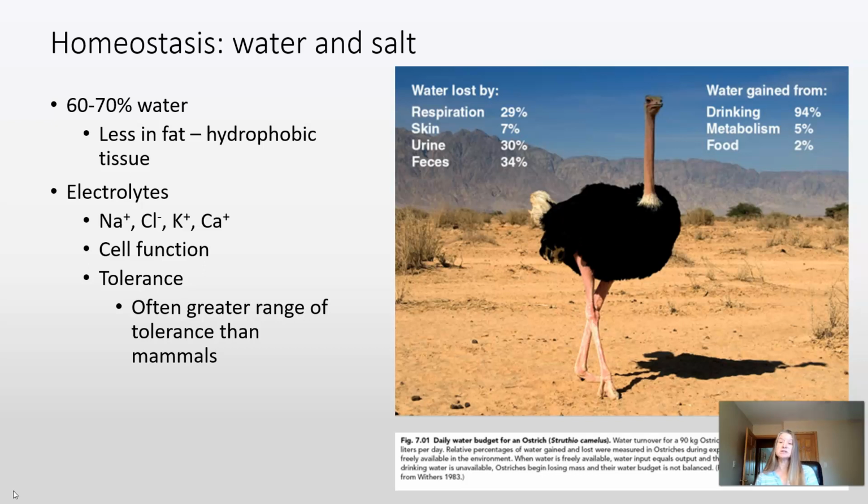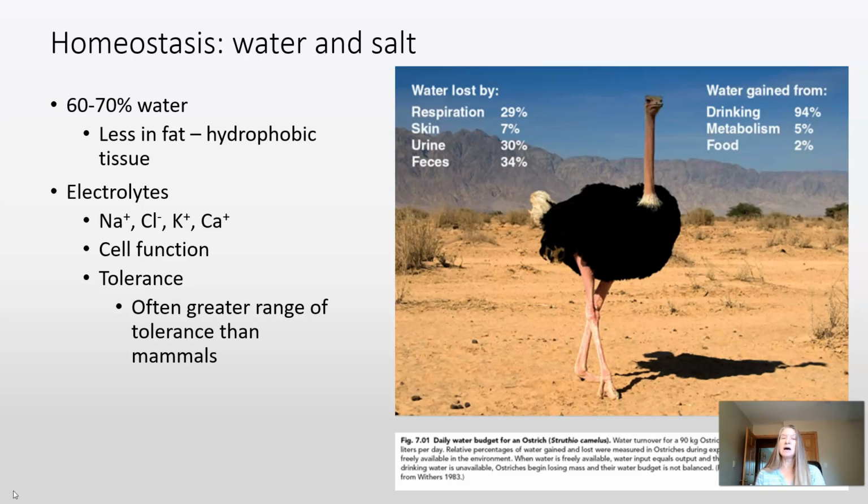There's variation among organisms in ranges of tolerance. With birds, at least with temperature and physiology, birds often have a greater range of tolerance than mammals. Birds can handle higher temperatures and actually maintain a higher temperature than humans do. So we're going to start talking about homeostasis with water and salt balance.